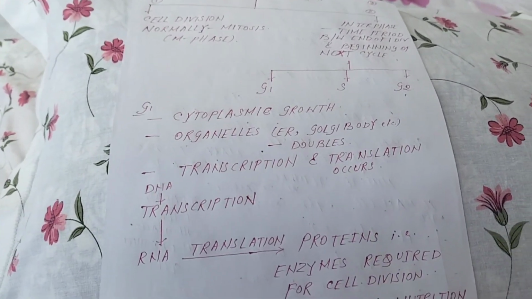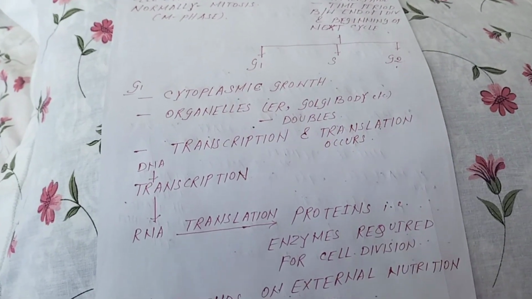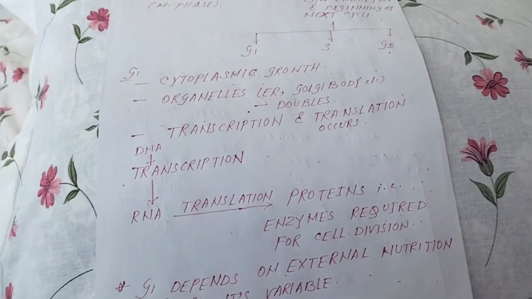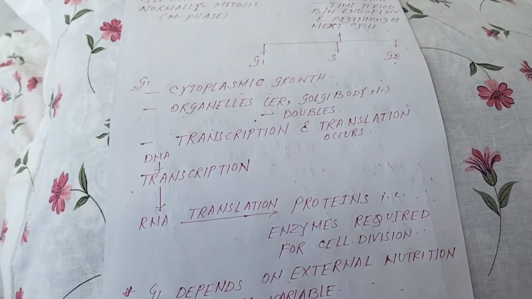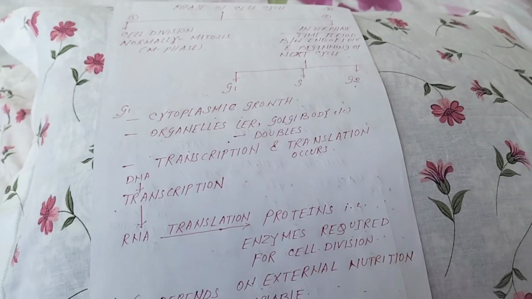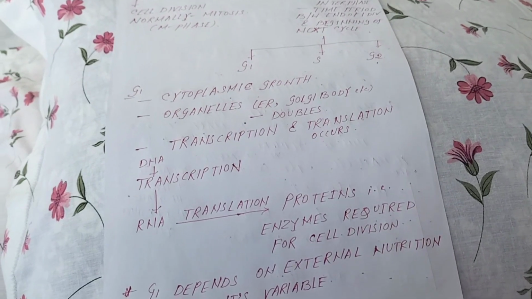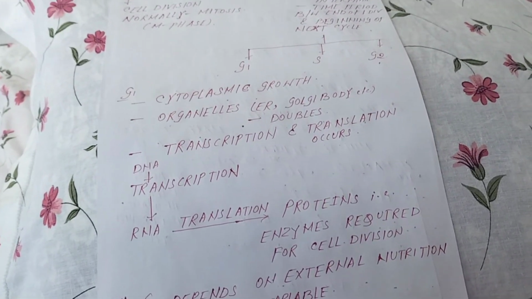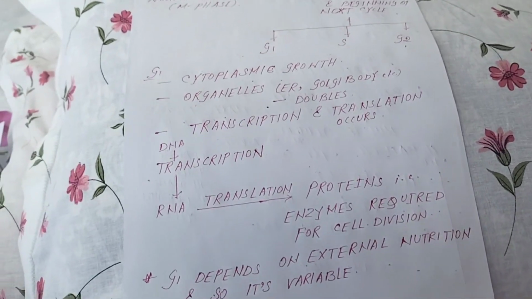So interphase is divided into three subphases, that is G1 phase, S phase and G2 phase. Okay, so G1 phase, in this phase cytoplasmic growth occurs. Organelles, that is ER, Golgi body, etc. double. Transcription and translation occur, very important point. Why transcription and translation?